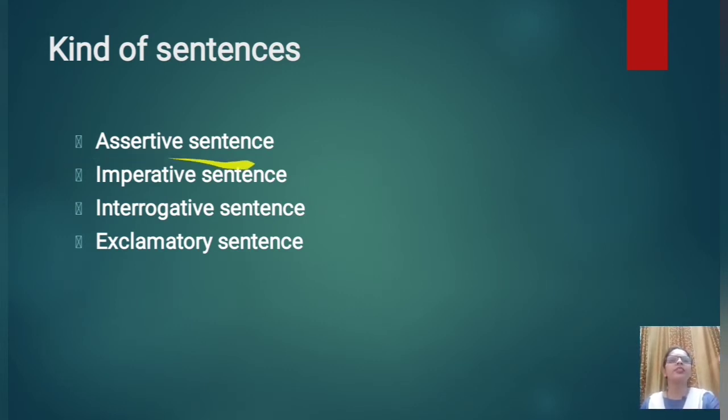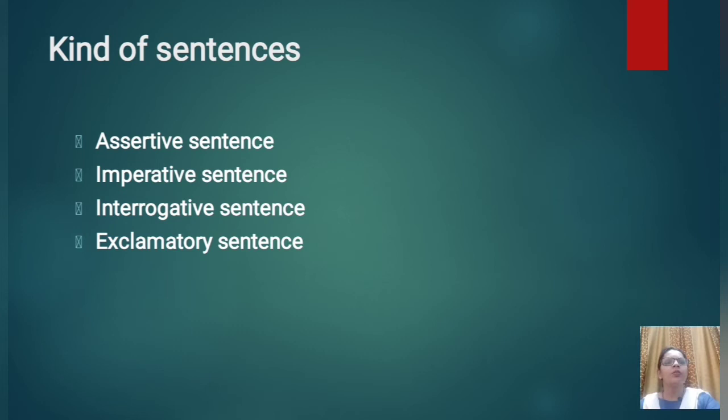Now next is kinds of sentences. There are 4 types of sentences: assertive sentences, imperative sentences, interrogative sentences, and exclamatory sentences. Okay, assertive sentences are the simple sentences. Imperative sentences are those that give commands, make requests, etc. Okay, interrogative sentences are those where we ask a question. Exclamatory sentences express sudden or strong feeling.